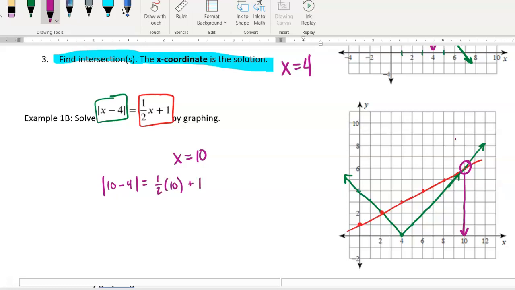So let's see what we get on the left side. On the left side, 10 minus 4 is 6. The absolute value of 6, it stays 6. On the right side, half of 10 is 5, and 5 plus 1 is 6. So sure enough, that checks out. So it's always good to check and make sure that we did it correctly.